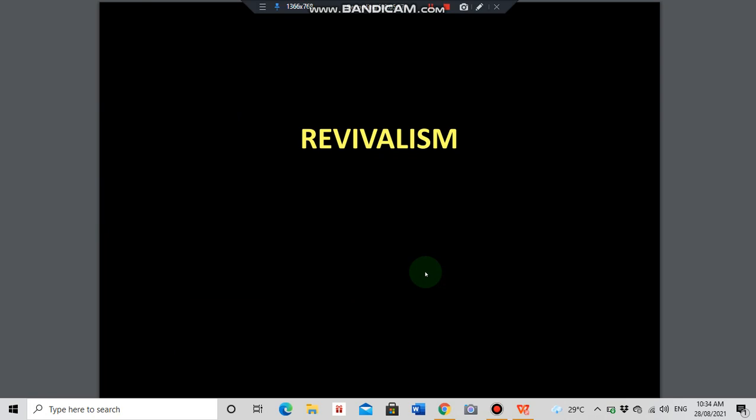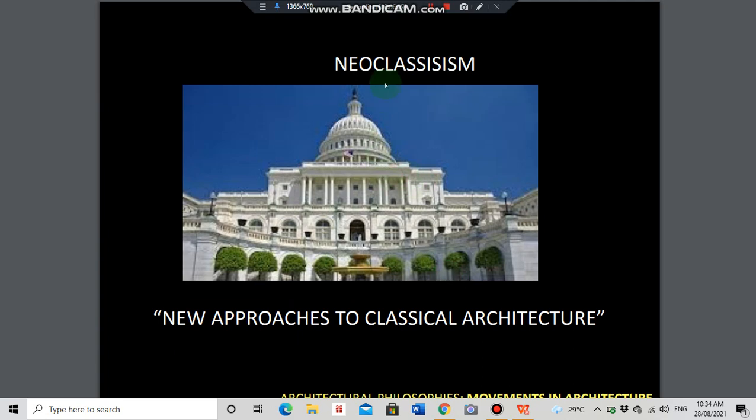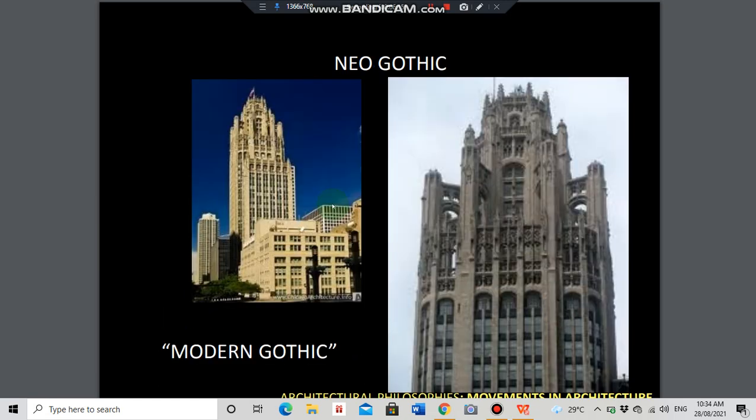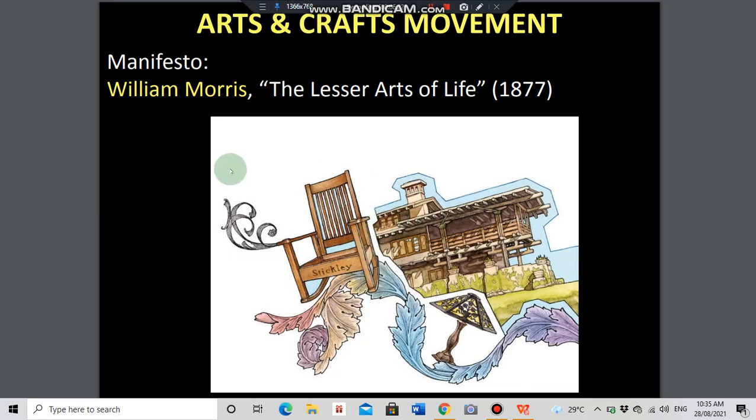Next, revivalism. When you say revivalism, neoclassicism, the new approach to classical architecture. Neo-Gothic, this is the modern Gothic. This one is the manifesto of William Morris, The Lesser Arts of Life.